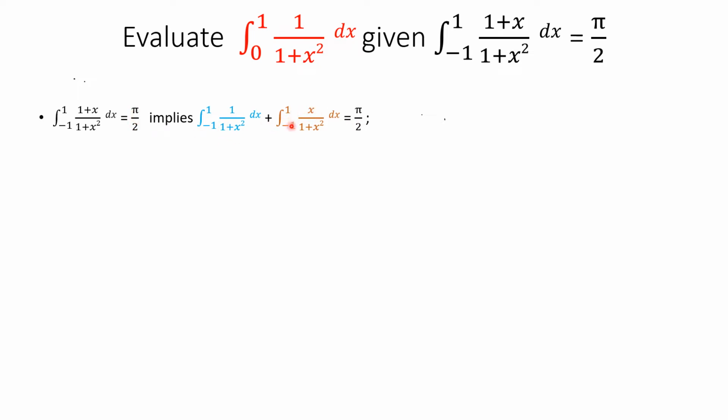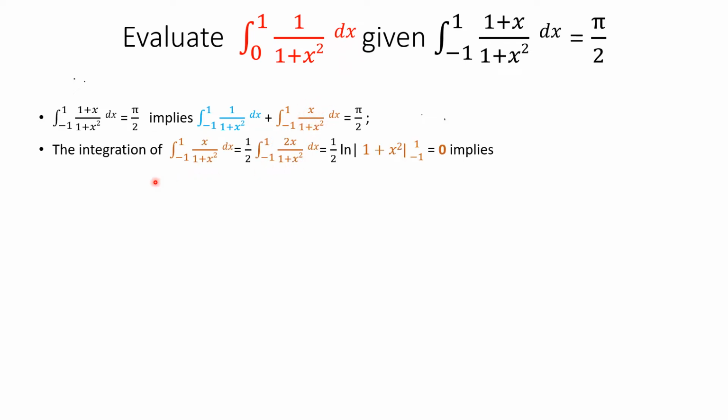Now we will look at the integration of the brown function. If we look at its integration, we can tell that if we multiply the numerator by 2 and divide the integration result by half, then we will be able to get the integration of the brown as half ln of the absolute value of 1 plus x squared evaluated between negative 1 and 1, and the evaluation will result into 0, simply because of x squared. So that means the brown contributes nothing.